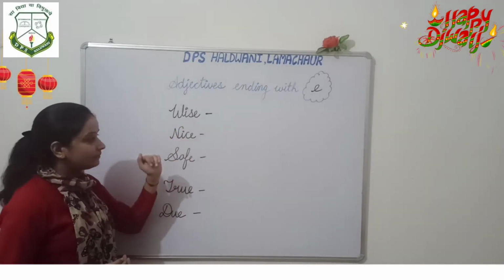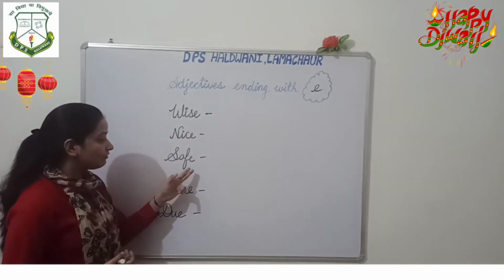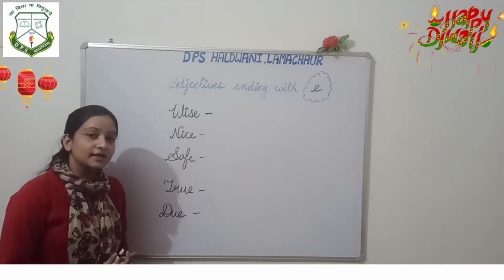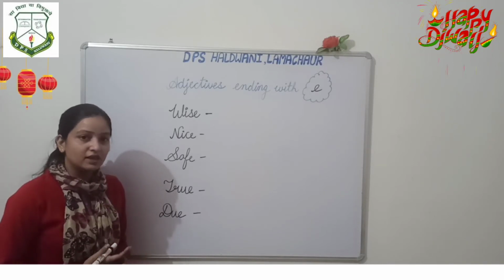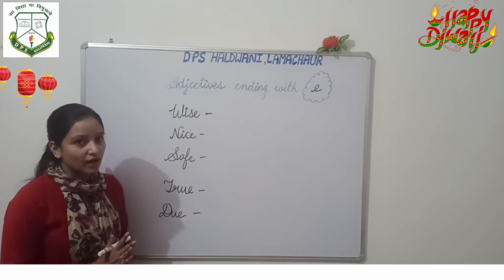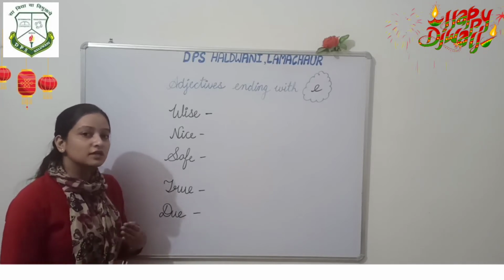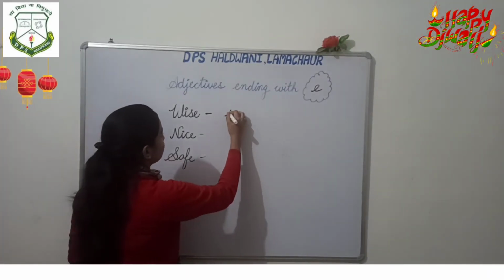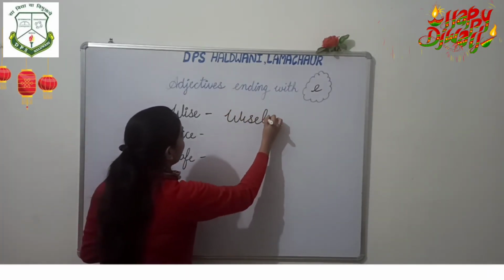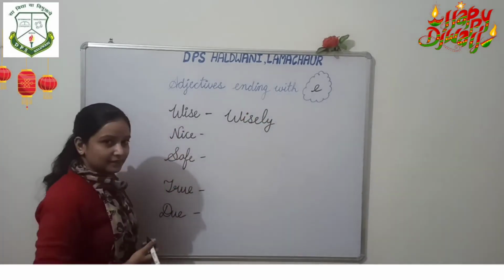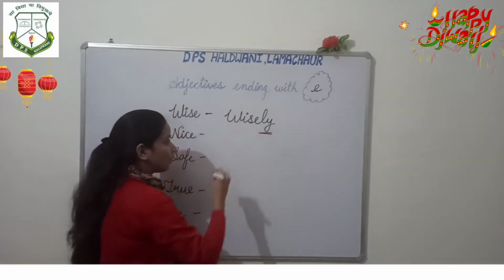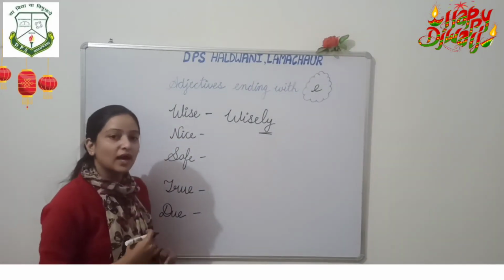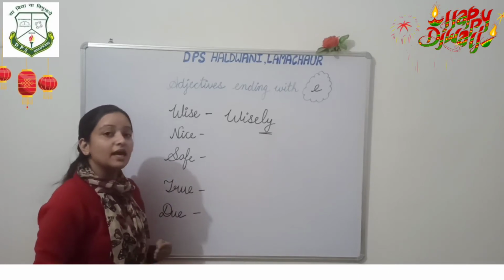Wise, nice, safe, true, due. So the rule is, whenever the adjectives end with E, we add L-Y to the end of those kinds of adjectives. So here we have the examples. Wise, W-I-S-E-L-Y. Wisely. We are only adding L-Y. Here we are not supposed to remove anything. We just have to add L-Y to the end of the adjectives.